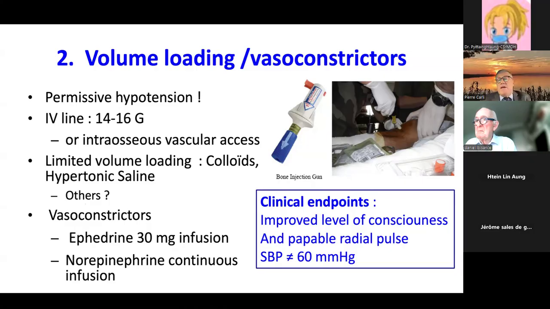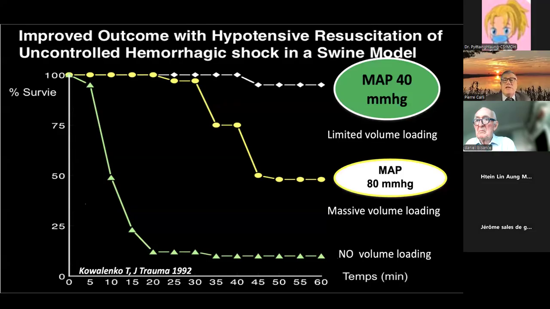It may be ephedrine, that is the best. It's not expensive. But also you can use norepinephrine in continuous infusion or epinephrine in continuous infusion. Small infusion, but clearly making constriction that will limit the blood loss from vascular injuries, mostly venous vascular injury, in the patient.